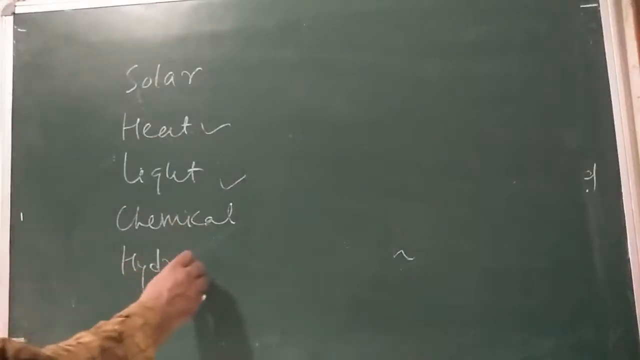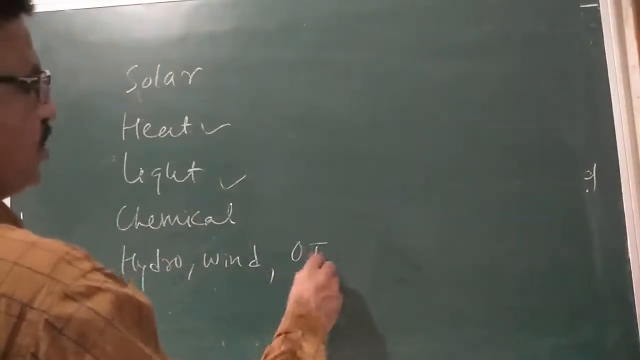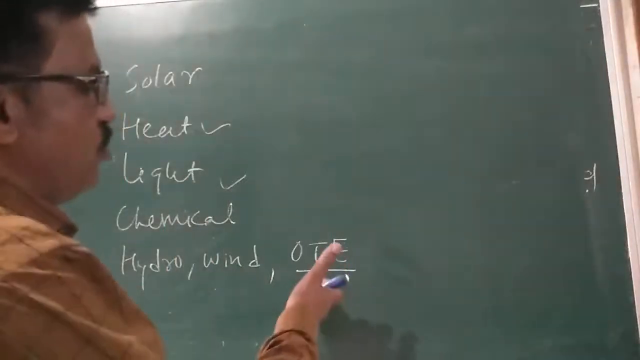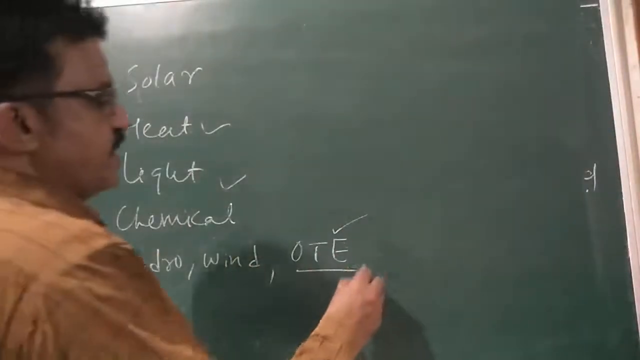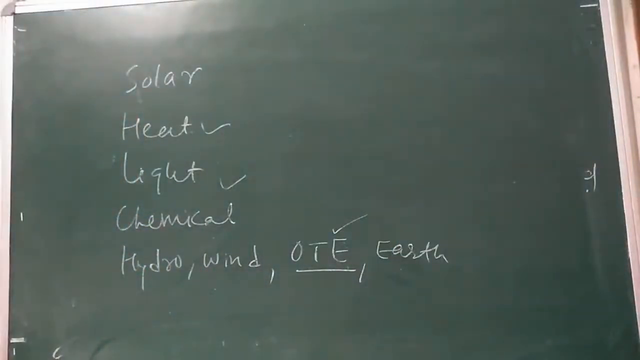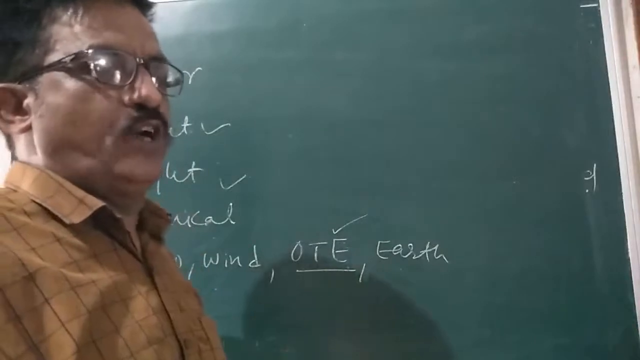Hydro energy, then also we can say wind energy, that is possessed by the moving air. Also ocean thermal energy, OTE. Solar energy is stored in the ocean in the form of heat, or we can use it as ocean thermal energy. Geothermal energy from earth. All types of energy we will discuss in our next class. Is it clear? So today this is all about the kinds of energy and expression of potential energy.